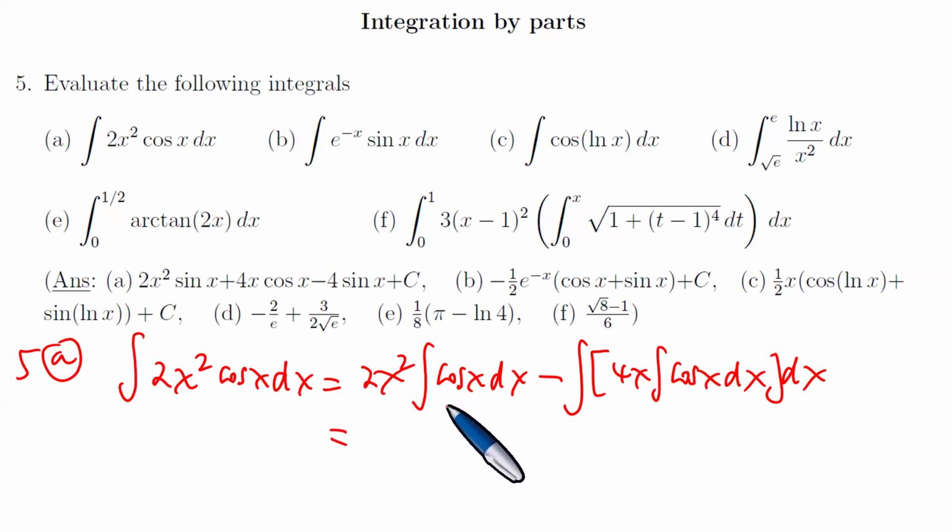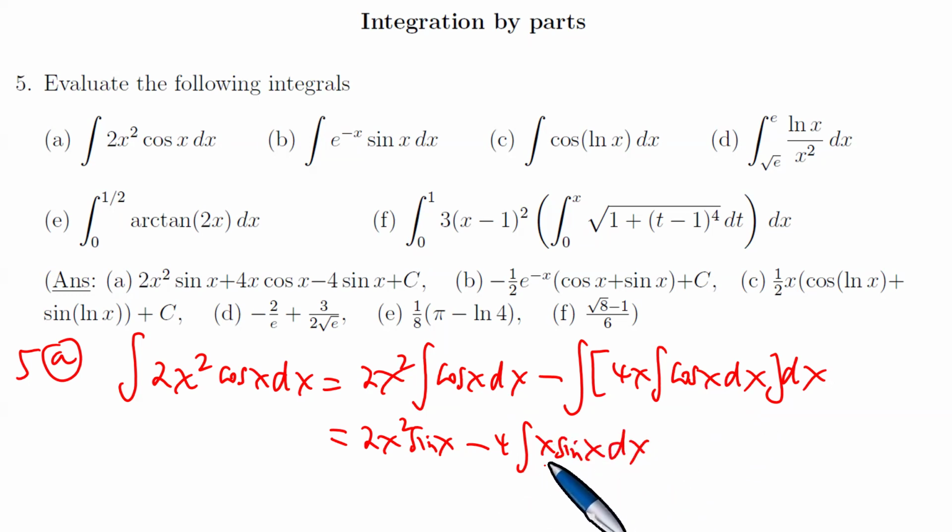The integral of the cosine becomes the sine. So you have 2x, then the sine of x. Then you're done with this one. Then you come here. This 4 is the constant, you can pull it out. Then you have the integral of x, which is not a constant, times the integral of the cosine, which is sine x, dx. So you can see that this one must still be integrated.